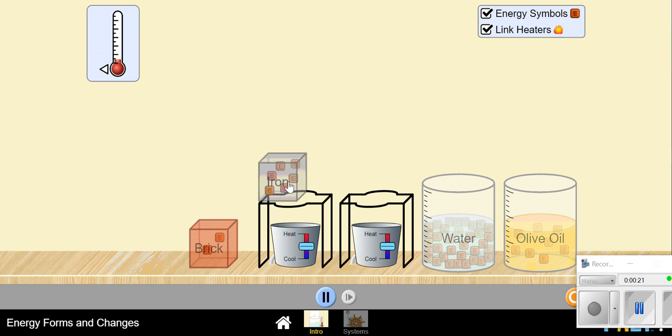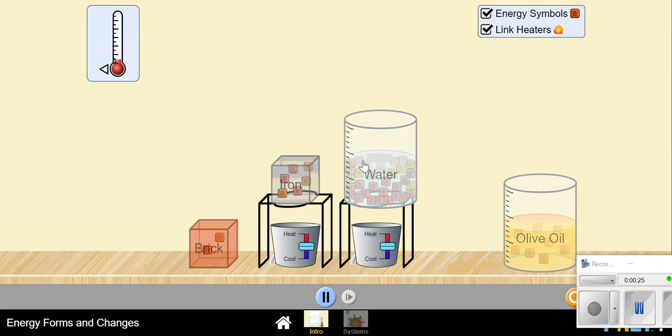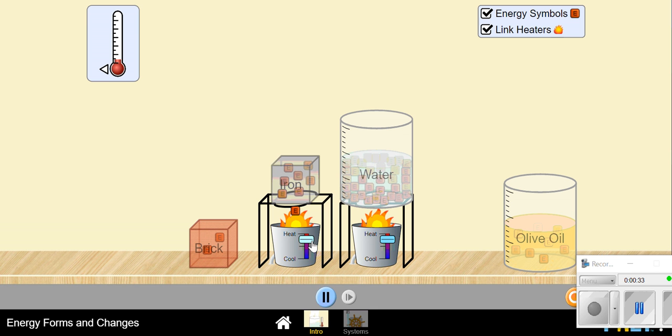If I just take two objects like iron, so a piece of metal, and water, the main thing is that water heats up slower than other objects. Some objects heat up faster and some heat up slower. So I've linked these two flames, and you can see the same amount of energy is going into each object. You know what I mean? And we started off with the same amount of each object.